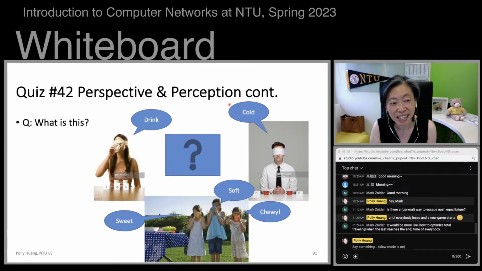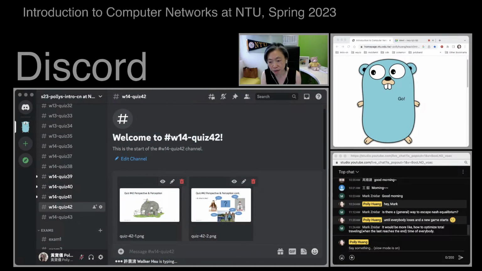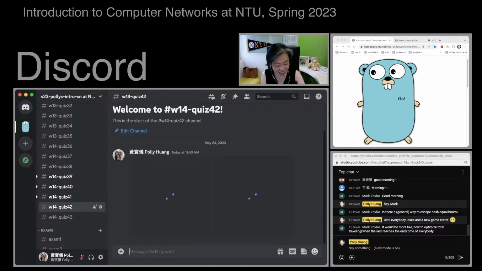So these three girls also tasted this thing. One says sweet, one says soft, and one says chewy. So you also have just one minute. Go to the score and tell Polly, what is this thing behind the blue box? Okay, let's start.